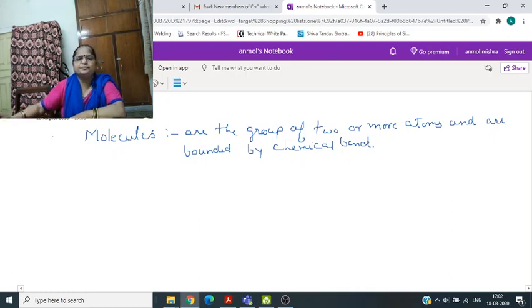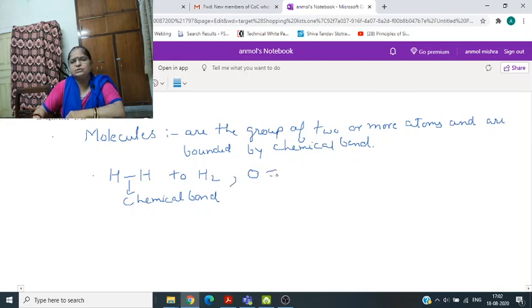Now how is it? Hydrogen combines with a second hydrogen to form H2. So here this bond is the chemical bond, and in higher classes, in class 10th, you will study that it is a covalent bond. Similarly, oxygen forms again a covalent bond, so this is also a chemical bond.